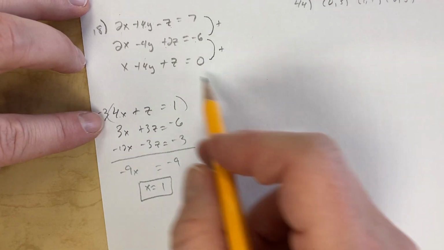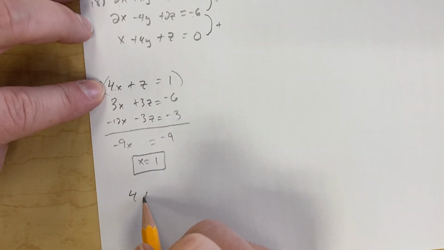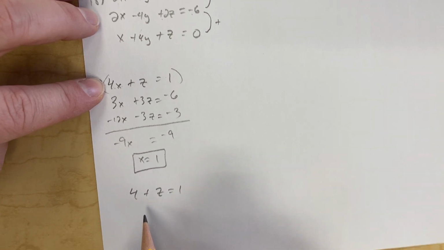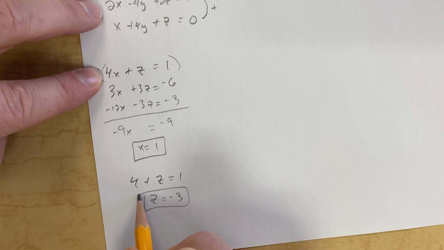Now, put that 1 back in. Let's say we go right here. 4 times 1 is 4 plus z equals 1. If you subtract 4, we get z equal to negative 3.